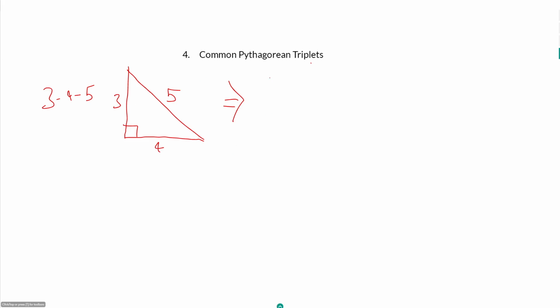This also works for triangles that are in the same proportion. For example, if I have a right triangle and I know this side is a length of 6 and this is a length of 8, this must be a length of 10, because this is really just a 3, 4, 5 triangle where I multiplied all of my values by 2.